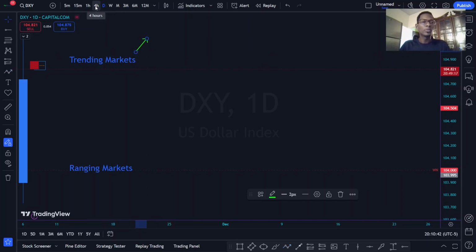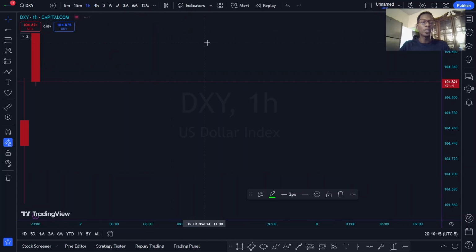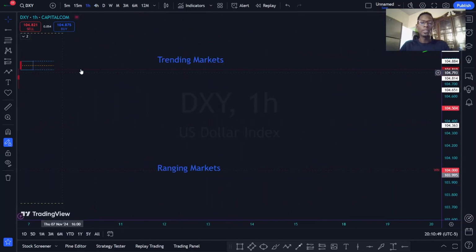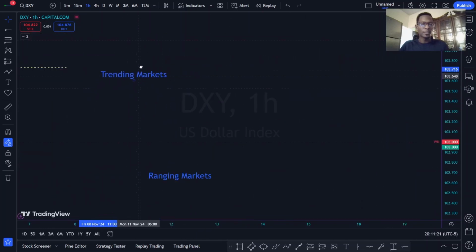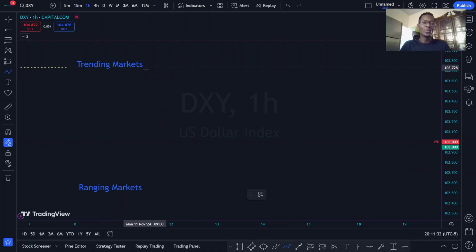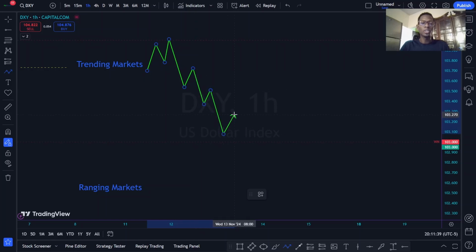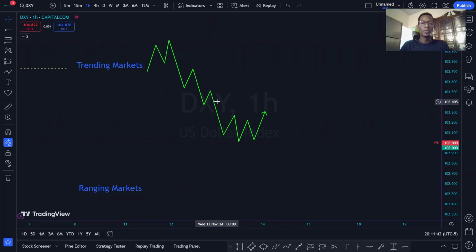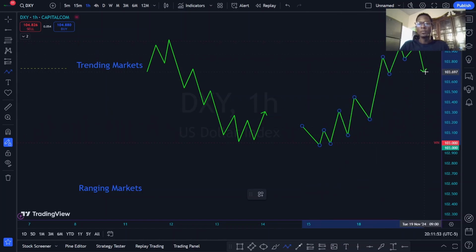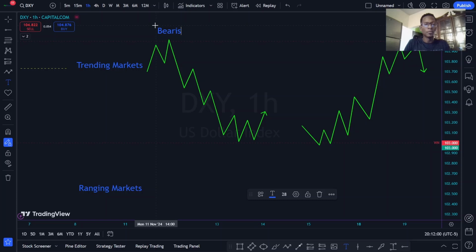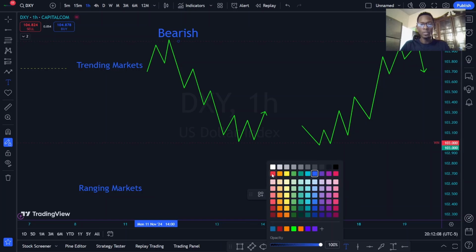Actually, let me just go down to the 1-hour chart because of what will be displayed. All right, so let's come back here. Trending markets and ranging markets. So we have two types of markets we are looking out for. We are looking for bearish conditions, and then we will be looking at bullish conditions. Now let's title these as bearish. Let's change this to a big size, and let's also change this color to red.